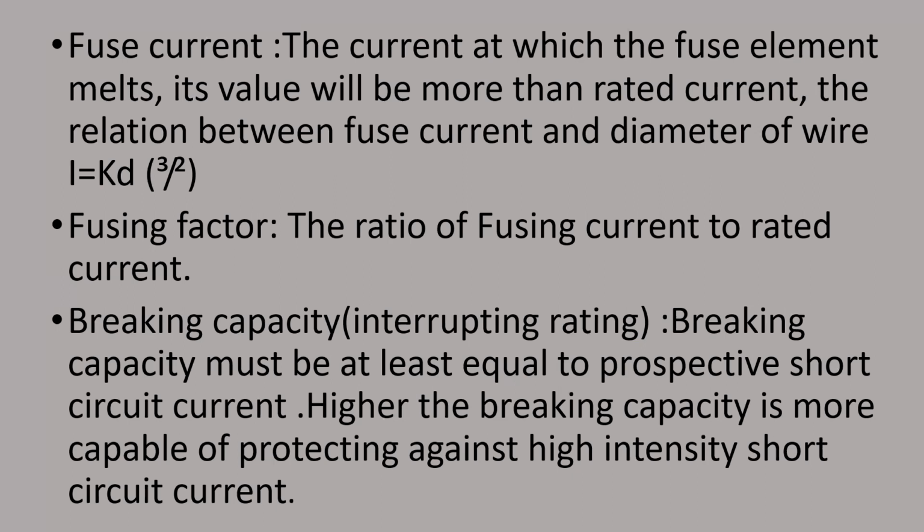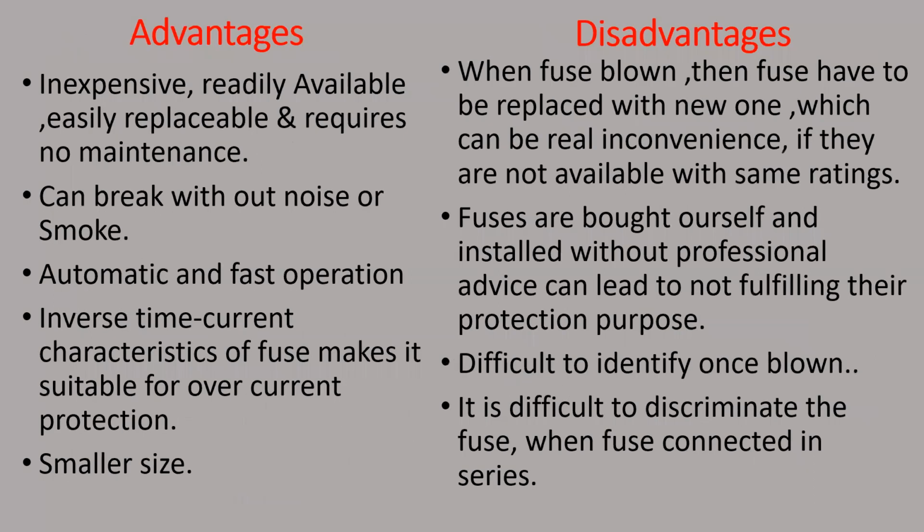And what is the breaking capacity? Interrupting rating. Breaking capacity must be at least equal to the prospective short circuit current. The higher the breaking capacity, the more capable it is of protecting against high intensity short circuit current. So breaking current is an interrupting current, capable of protecting against sudden high short circuit current. It has to interrupt and break.